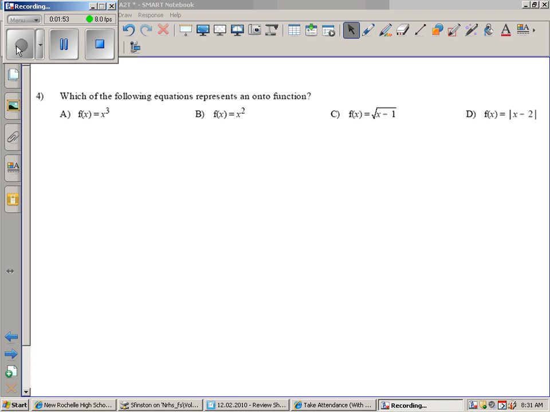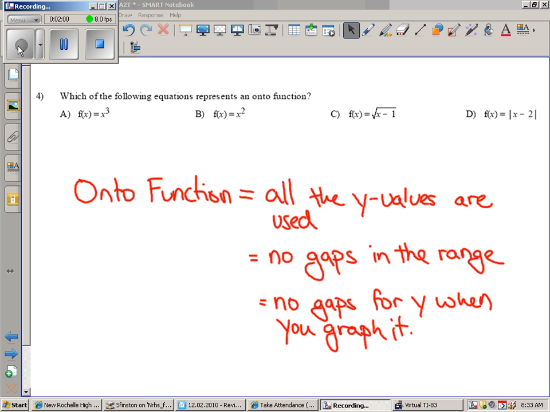Question number 4. Which of the following equations represents an onto function? Here's what it means to be onto. If you're an onto function, it means all the y values are used. In other words, there are no gaps in the range. In other words, there are no gaps for y when you graph it.